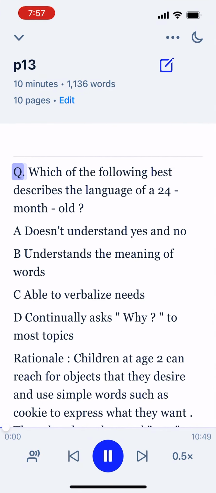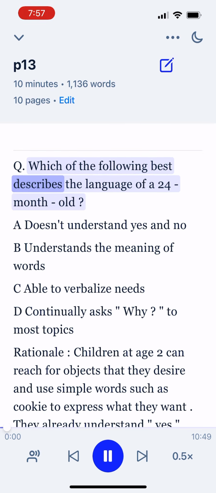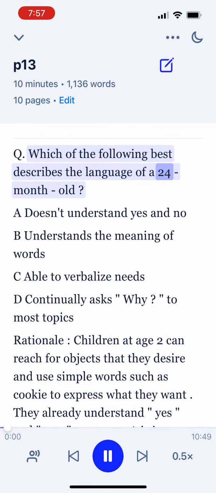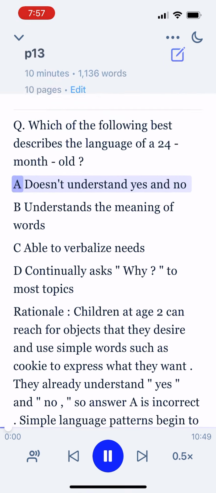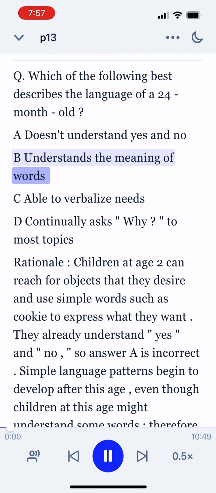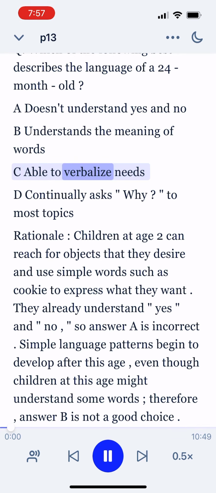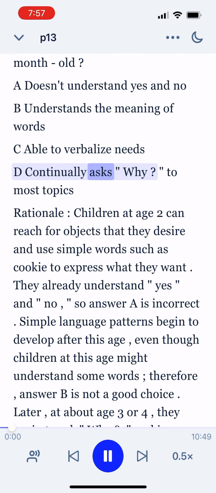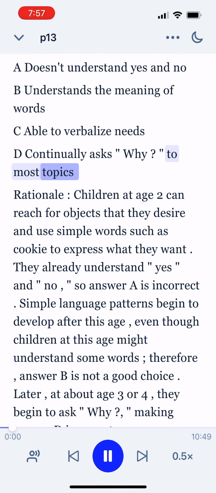Page 13. Q. Which of the following best describes the language of a 24-month-old? A. Doesn't understand yes and no. B. Understands the meaning of words. C. Able to verbalize needs. D. Continually asks why to most topics.